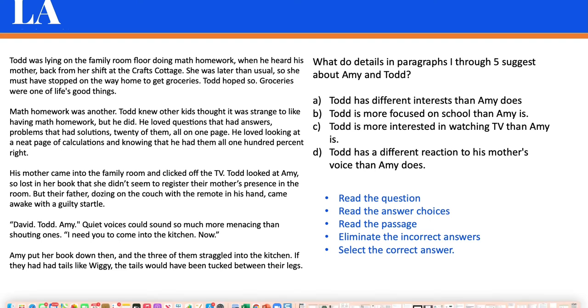When I read the question, what do details in paragraphs 1 through 5 suggest about Amy and Todd?